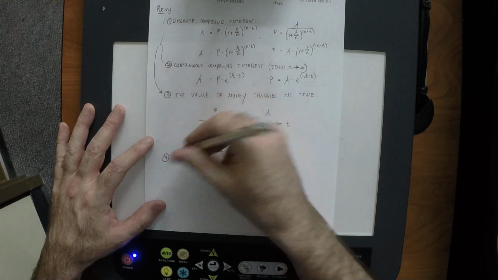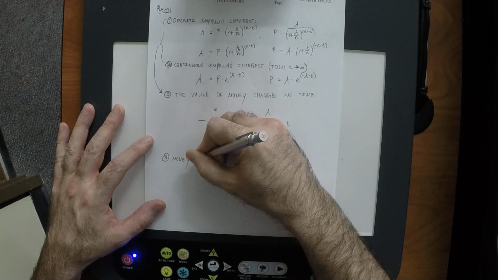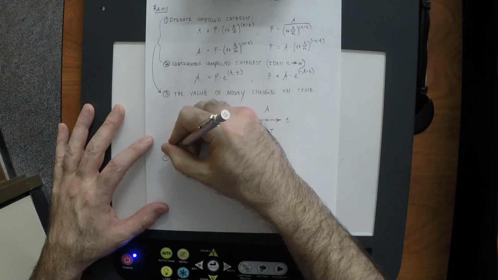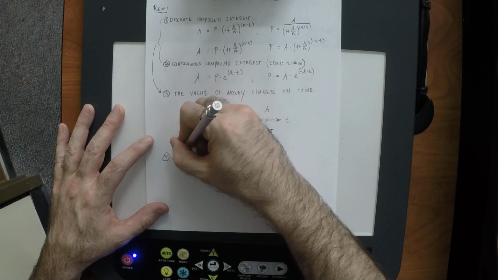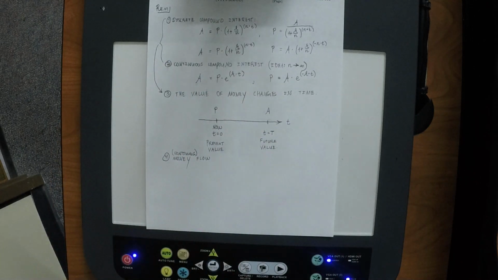Then finally, we have this idea of a money flow. And every time I say money flow today, that's going to mean continuous money flow. So a money flow is like a paycheck, except a paycheck is not a continuous money flow, it's a discrete money flow, because you get paid at discrete events, maybe weekly or bi-weekly or whatever.